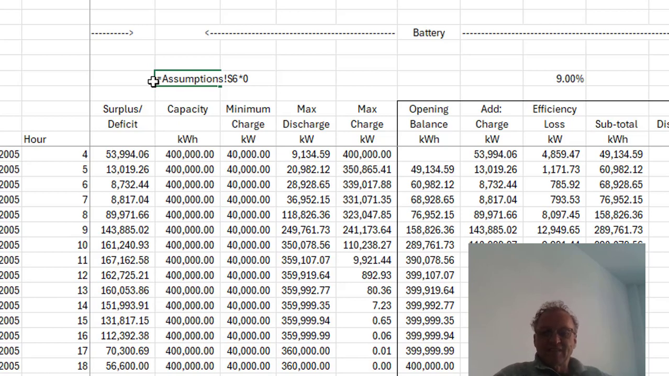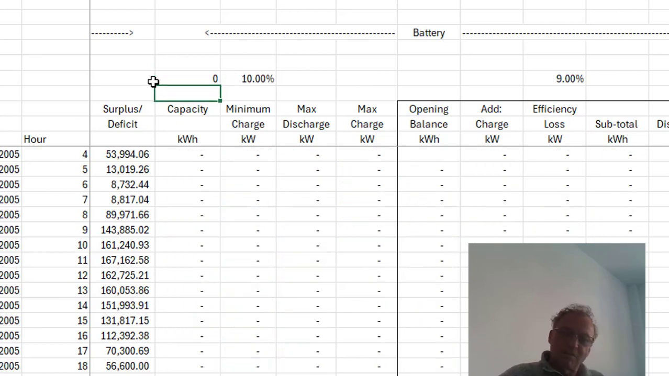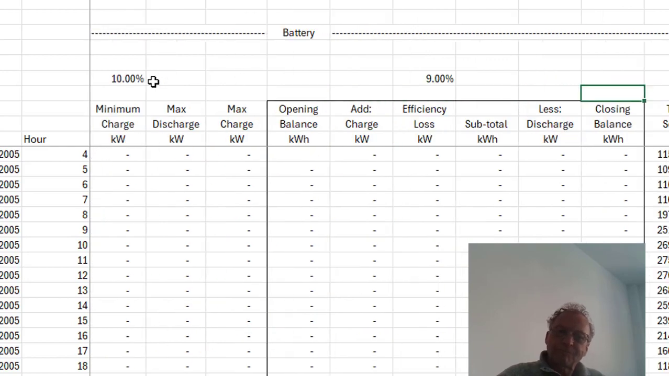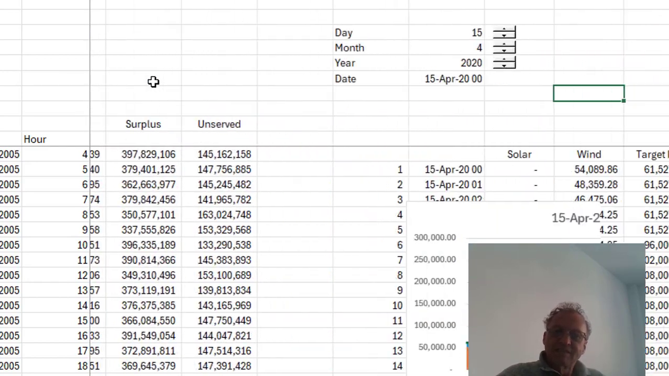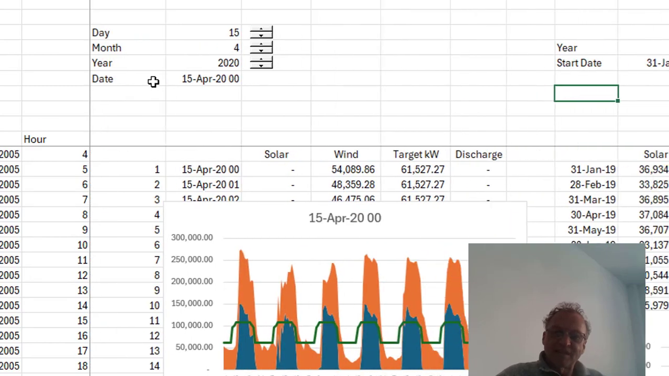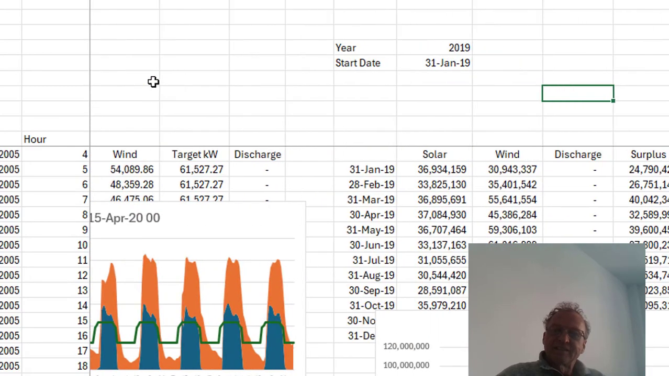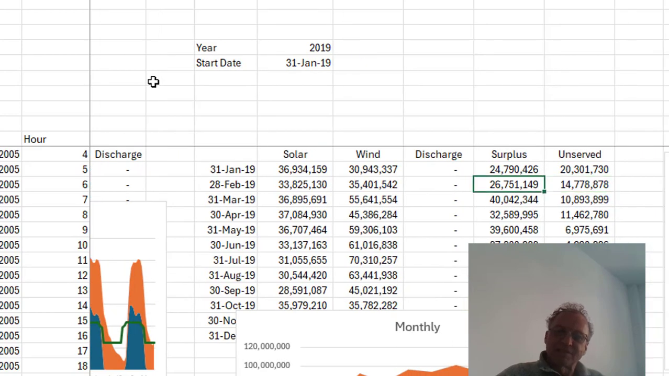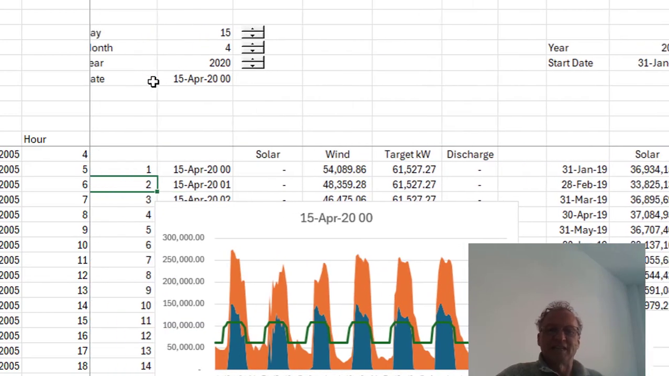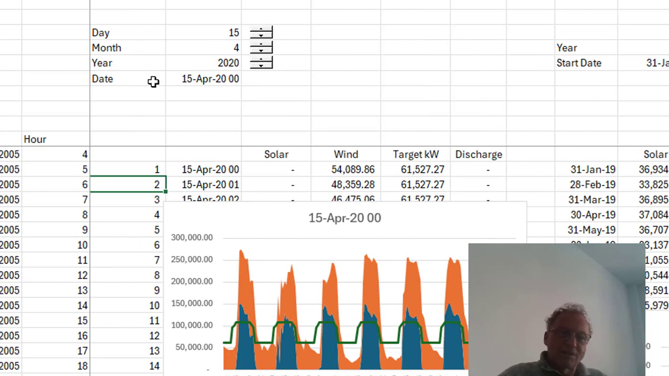If we don't have a battery, we'll have more surplus and more unserved energy when we do that. But maybe that's okay. And maybe we can reduce the size of the solar and the wind, and maybe we can run our electrolyzer ultimately with a lower capacity factor. And now we don't have any, we can see how much surplus and unserved energy we have. And we can just change all the parameters.